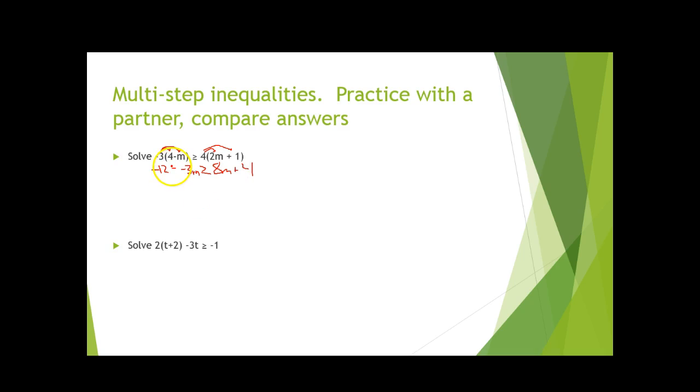I have an inequality with variables on both sides. Simplify that. Add the opposite. Now I get the variables on the same side. I'm going to subtract 3m from this side, and subtract 3m from this side. I'm going to have negative 12 is greater than or equal to 5m plus 4. Subtract 4 from this side, and subtract 4 from this side. I got 5m, and I got negative 16.